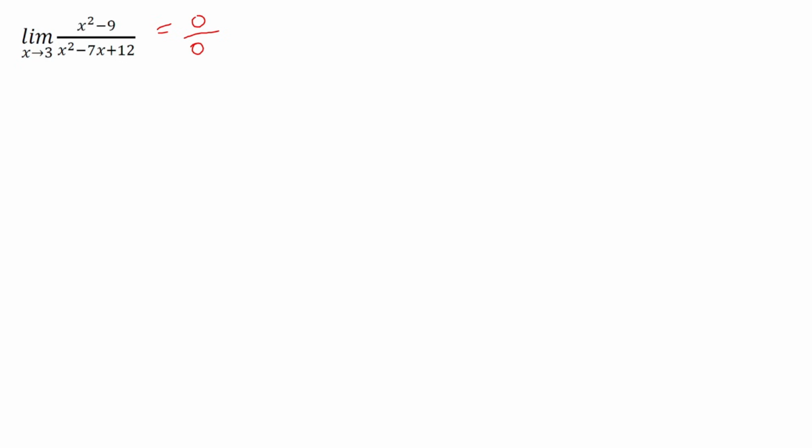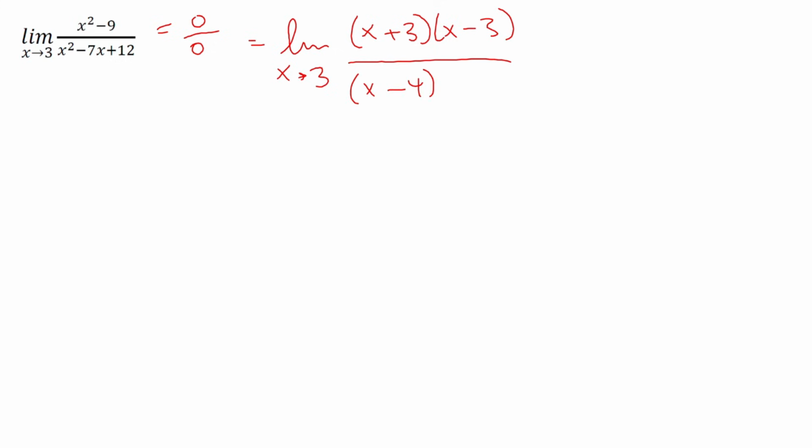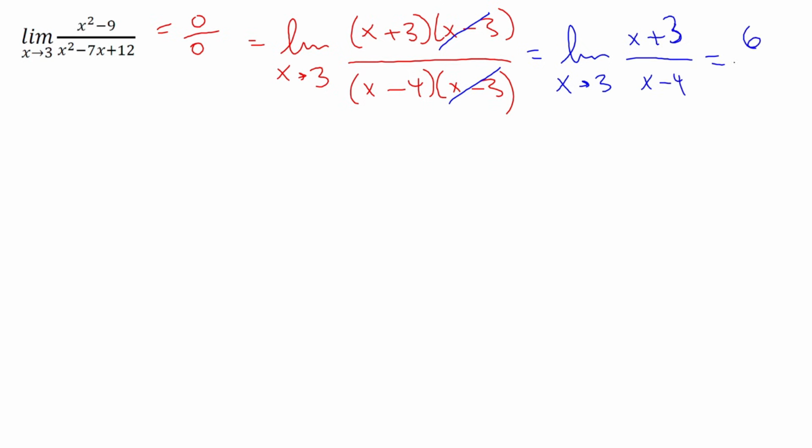So one option is to just factor, right? So we can say this is equal to the limit as x approaches 3 of x plus 3 times x minus 3 over x minus 4 times x minus 3. And we can see then that because x is approaching 3 and not equal to 3, we can cancel out those x minus 3's, giving us a limit as x approaches 3 of x plus 3 over x minus 4, which is 6 over negative 1, or negative 6.